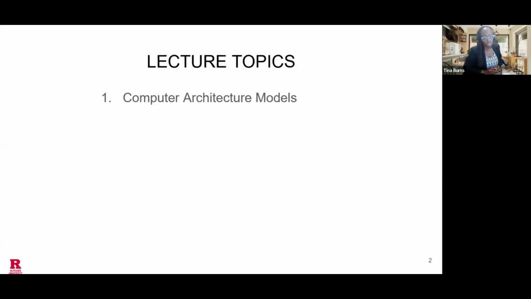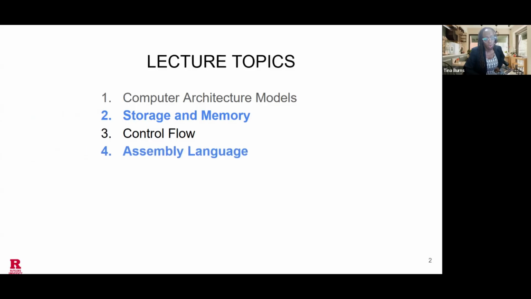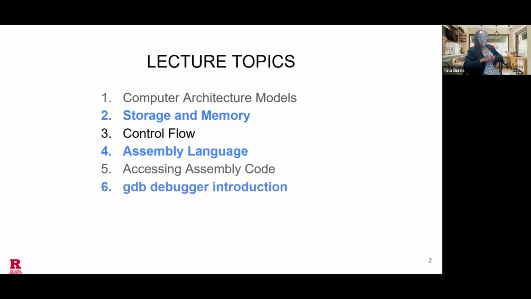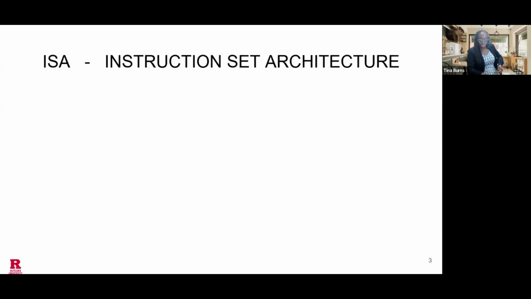So here's our roadmap to what we're going to talk about. We're going to go over computer architecture models, and this is a review from the previous class. We'll go over that in an effort to understand storage and memory, and also we're going to go over control flow. All of that is leading us up to assembly language. We're also going to talk about accessing the assembly console or assembly code. How do you get to that, and what does that actually mean? And then we'll end the class with something called the GDB debugger, and I'll tell you what that is at the end. So let's go ahead and get started.